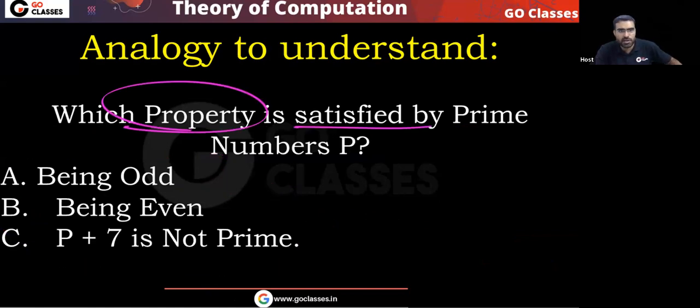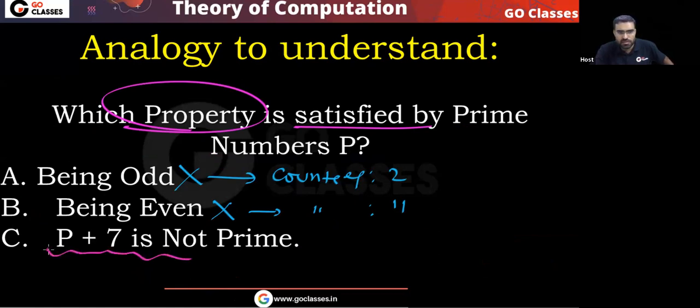Which property is satisfied by prime numbers? So this is not satisfied by prime numbers. The counterexample is 2. Okay, this is not satisfied by the prime numbers. The counterexample you already know. The counterexample is 2. This is not satisfied by prime numbers. The counterexample, for example, 11, that is the counterexample.